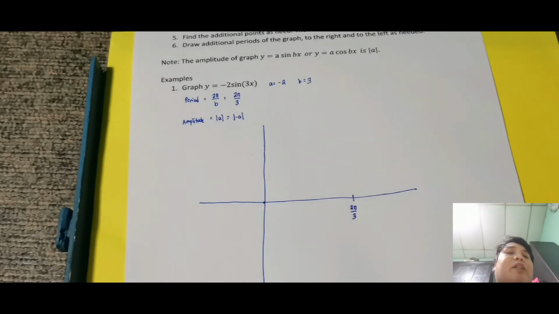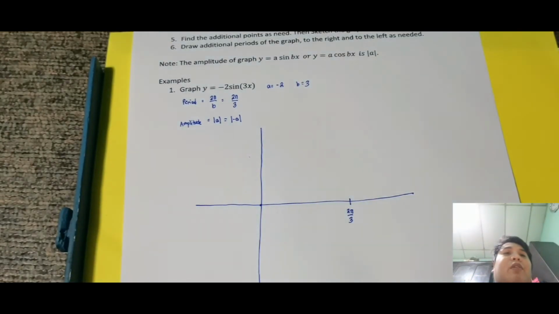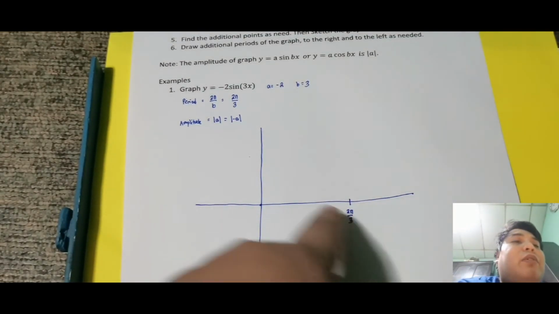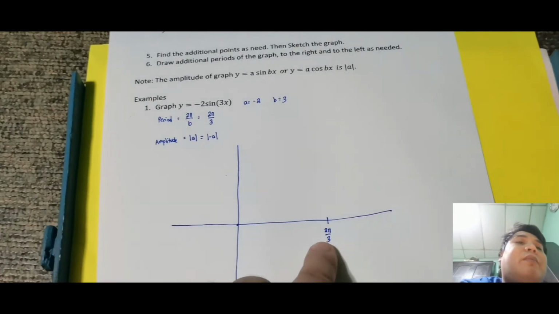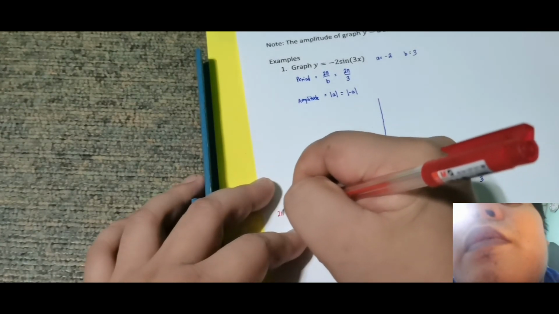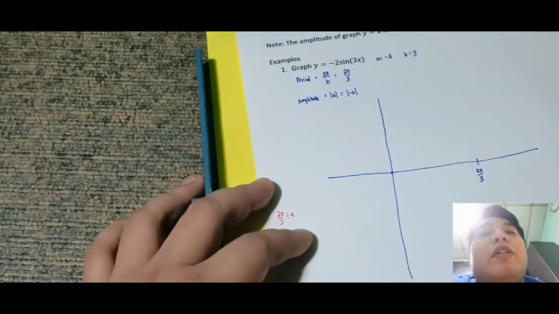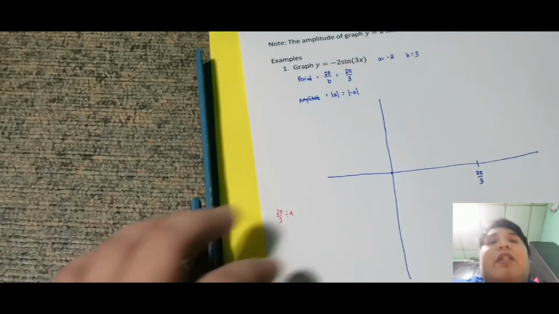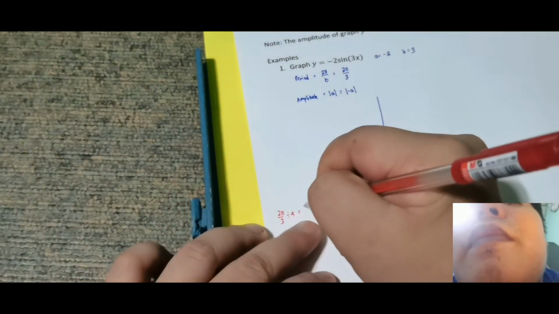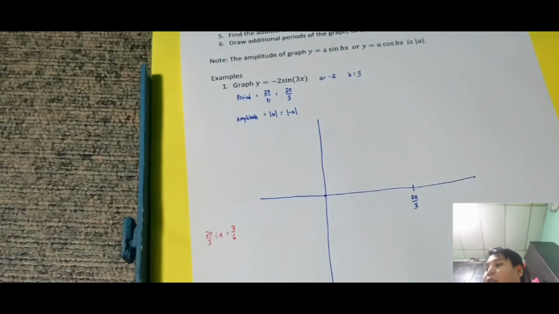Tama, i-divide natin siya into 4 equal parts o 4 equal interval, meaning 1, 2, 3, 4. Dapat apat yan. So, ang gagawin natin, i-divide ko nga to by 4. Tama? So, divide ko to by 4. So, ang mangyari, ito ang nalagay. So, that is 2 pi over 3 divided by 4. Okay, so that is simply pi over 6.